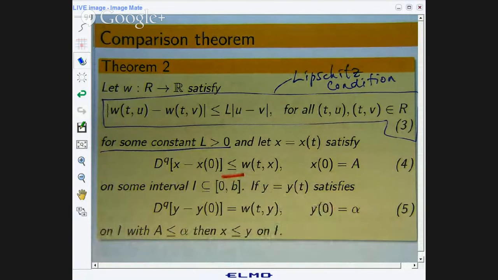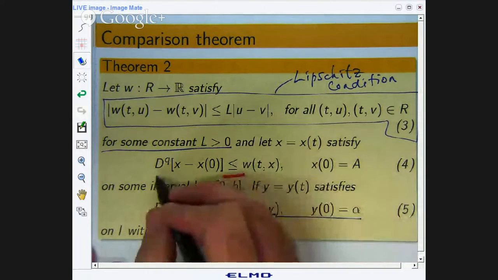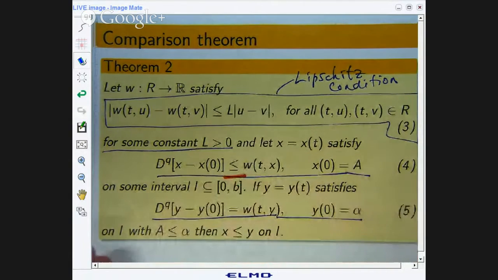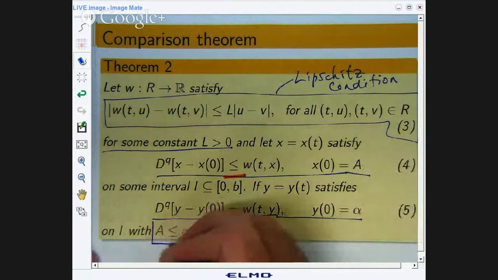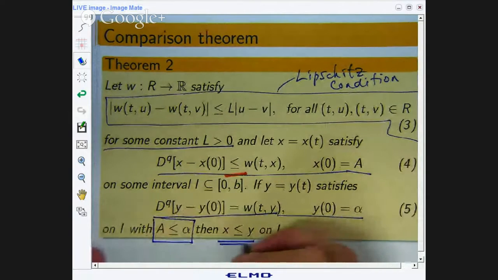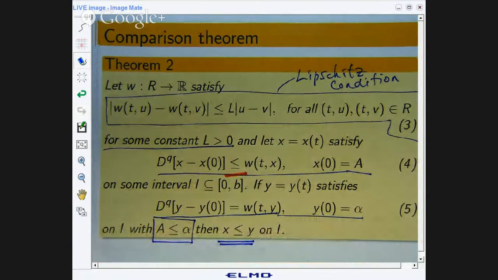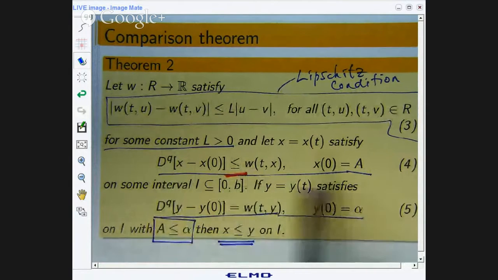Let y be another function that satisfies the same kind of problem, but not with inequality, with equality. So there you've got a differential equation and an initial condition. Now, if you look at the two initial conditions and big A is less than or equal to alpha, then it's claimed that the solution to this problem stays below the solution to this problem.